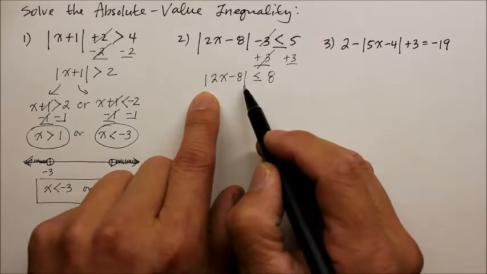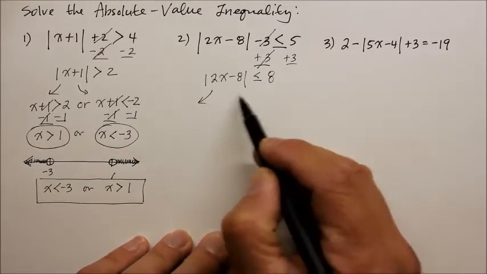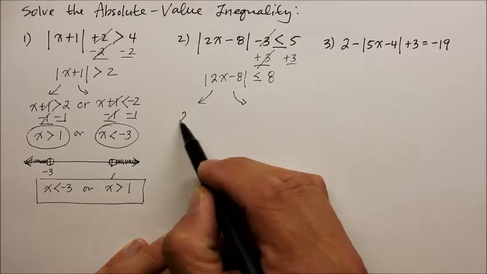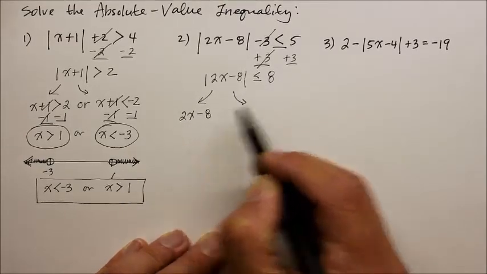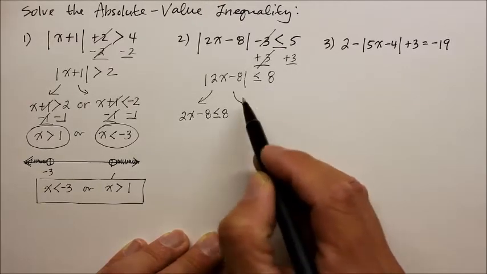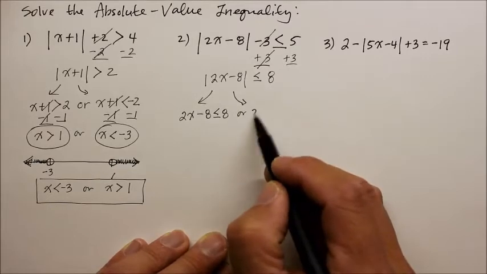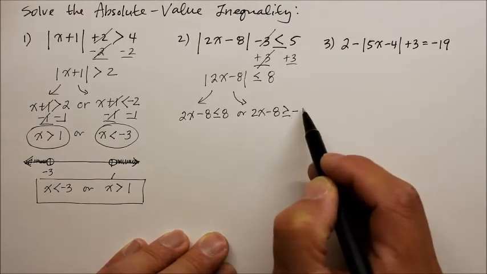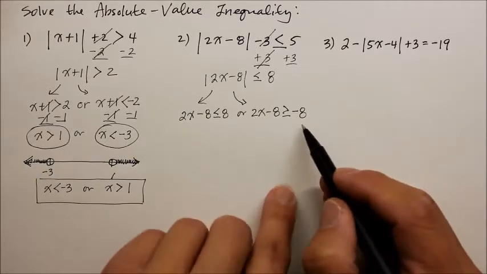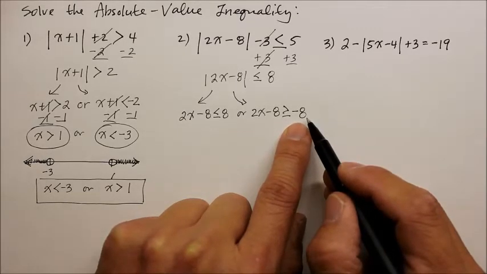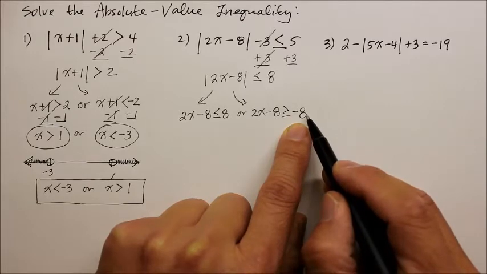Now that the absolute value has been isolated, there are 2 possible values you must find for what is inside the absolute value. Whatever you get for 2x minus 8, it better be less than or equal to 8. Or, whatever you get for 2x minus 8, it better be greater than or equal to negative 8. What's greater than negative 8? No, not negative 9. Negative 7. Negative 6. Closer and closer to 0, not the other way.